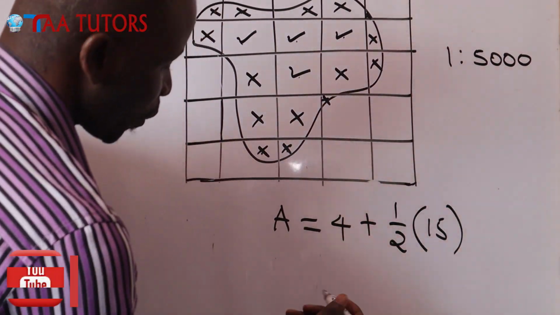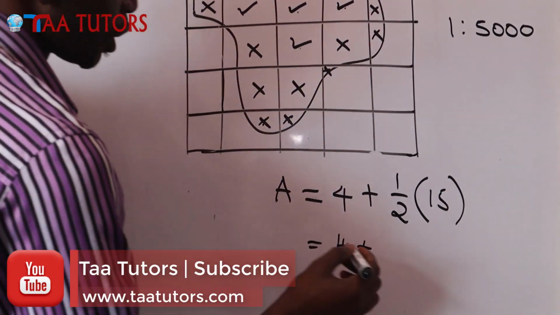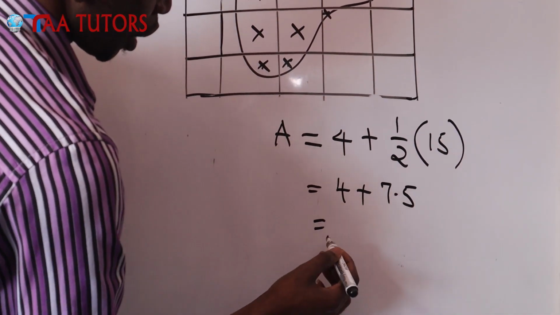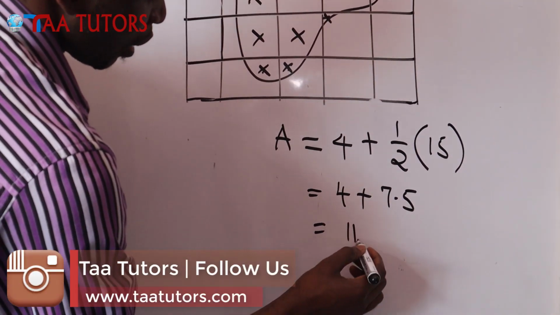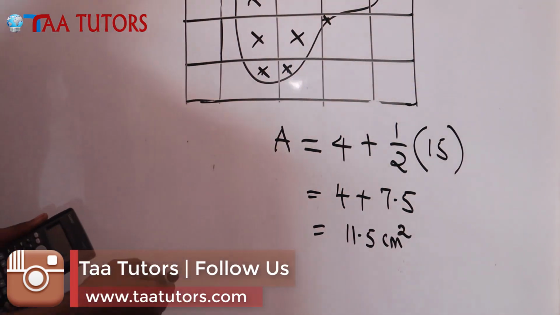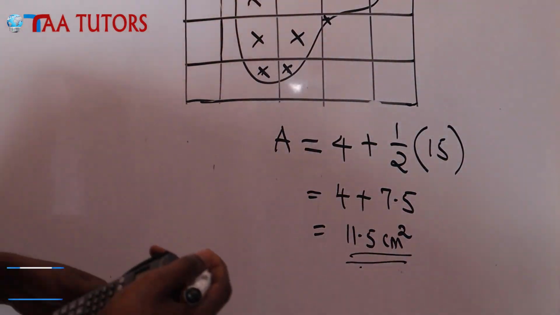So we have 4 plus a half of 15, which is 7.5. So we are going to say this is 11.5 centimeters squared. This is the area on the paper.